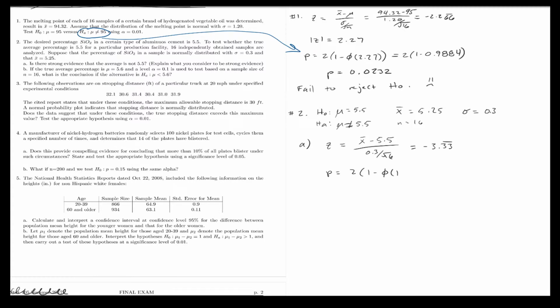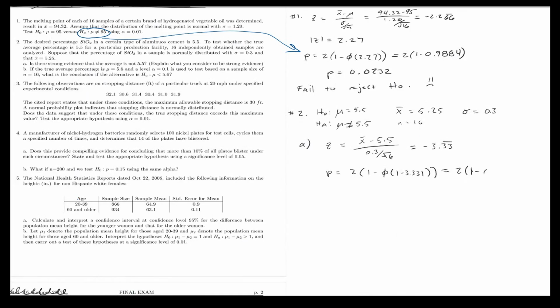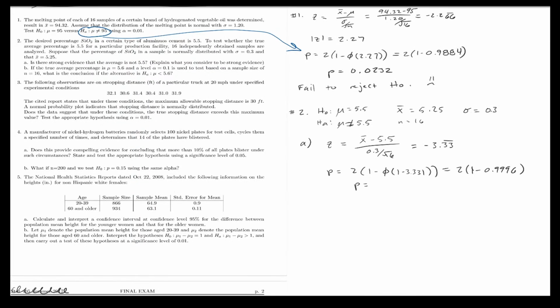So that's going to be 2 times 1 minus, now I have to look up 3.33 in my chart. 3.33 is right here, 0.9996. So 1 minus 0.9996, times 2, is p equals 8 times 10 to the negative 4, or we could say 0.0008.